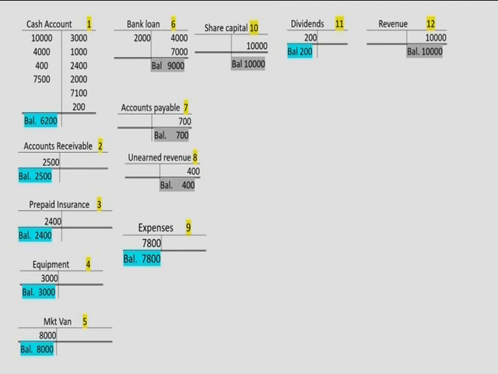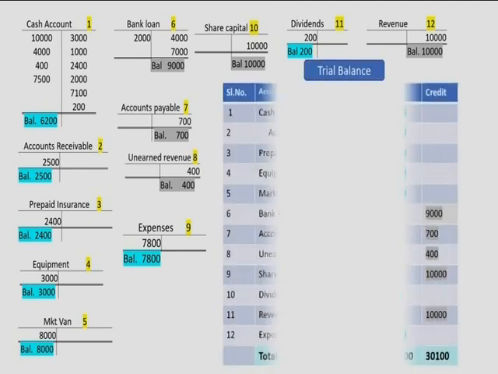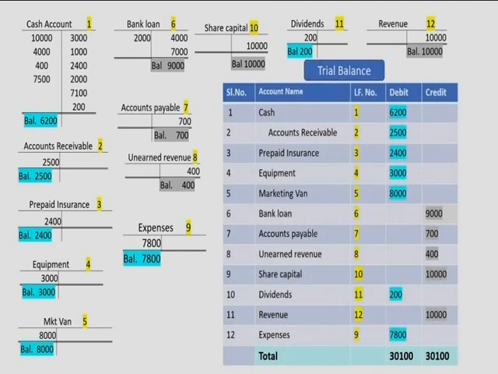Now let's see how this is being transferred to our trial balance. Now let's prepare this trial balance. See, cash, serial number 1. In the trial balance, we have serial number, we have account name, we have ledger folio number, then amount to be debited and amount to be credited. So first item is cash. From the ledger account we can see cash, we have debit balance. Therefore, in the trial balance 6,200 is recorded on the debit side.